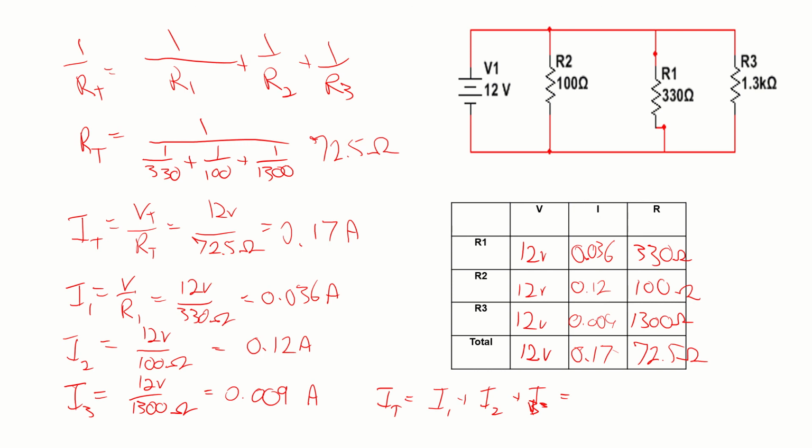When I add them all up, oops, I added those wrong. Let me try that again. I get exactly that number, 0.165. I think I had 0.167 is what I rounded up. So not bad. Okay, so that's basically how to do it. One series, one parallel.